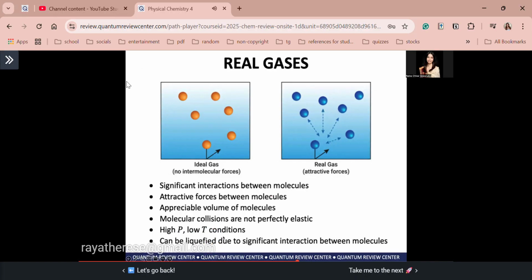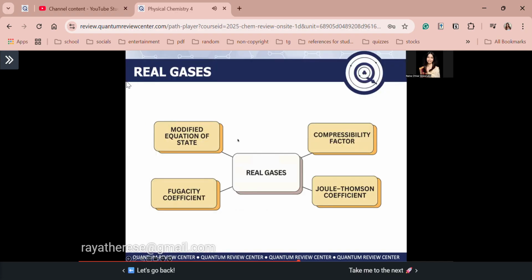Ideal gases, guys, cannot be liquefied, right? Because we neglect the interaction of molecules. Ideal gases have elastic collisions. So real gases are opposites of ideal gases. In this chapter of our crash course, we will define real gases and how we can account for the deviation from ideal behavior.